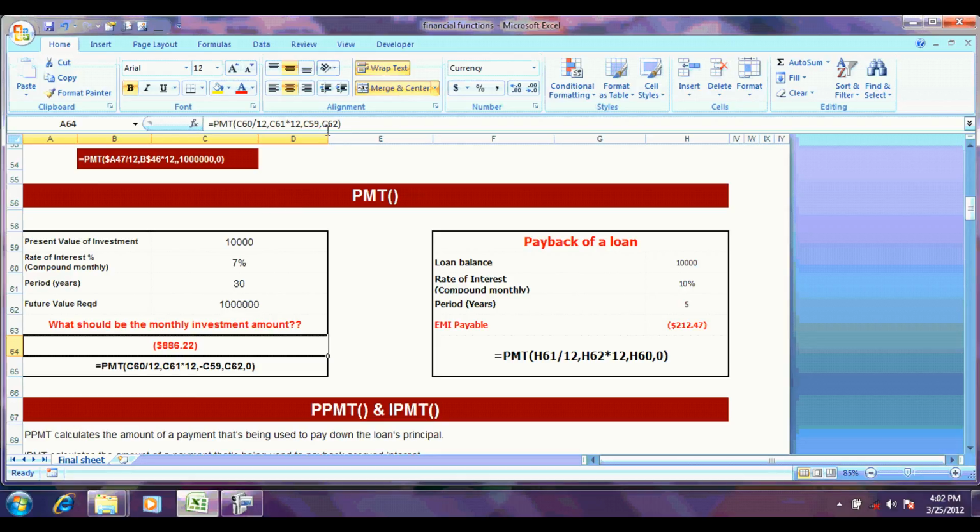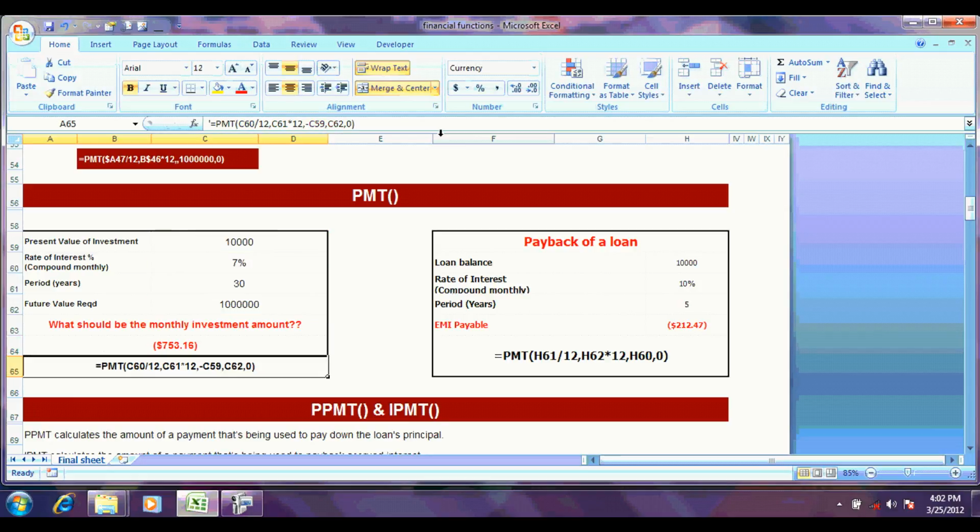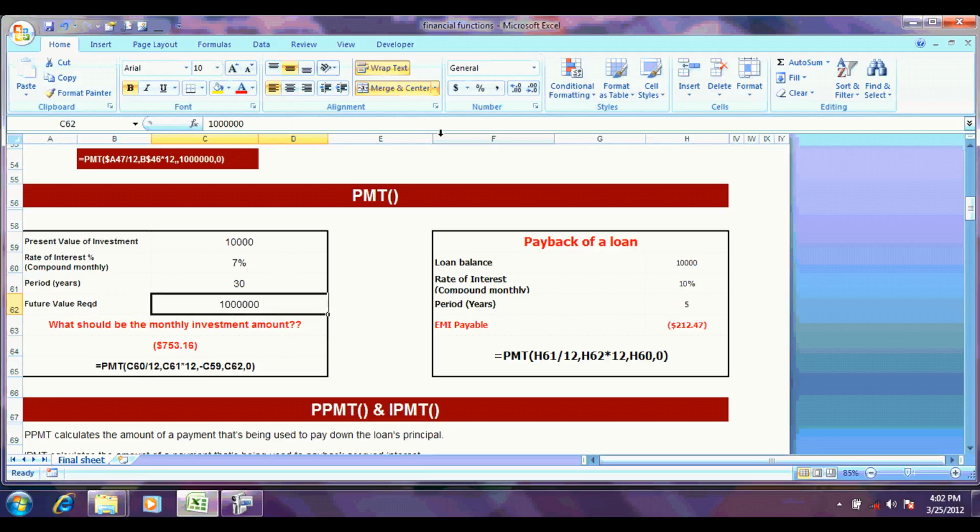I think I made some mistake. It should be minus C59 because you are investing that money. It's a cash outflow. So 753.16 is the monthly investment which you need to make in order to reach the future value of 1 million. Okay.